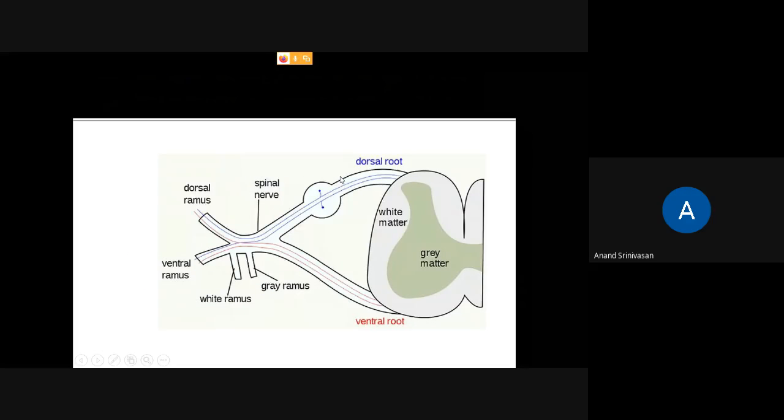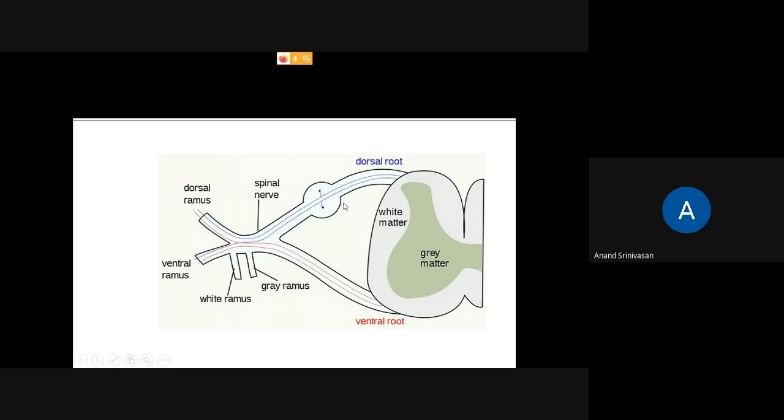Here you can see the dorsal root, the dorsal nerve root ganglion, and the ventral root. The dorsal root carries only sensory impulses. The sensory impulses pass through the dorsal root and reach the spinal cord, where they are processed, and then the motor impulses pass through the ventral root into the structures, let's say the muscles or the skin.